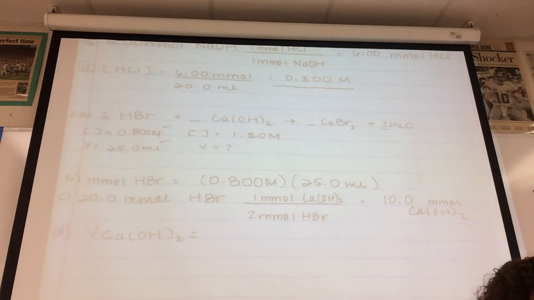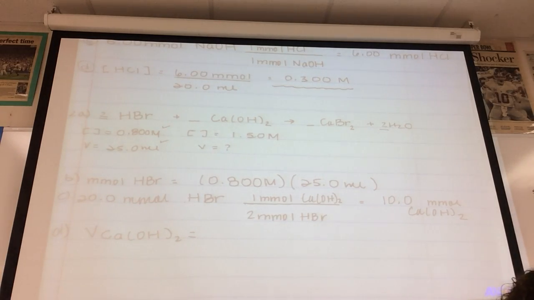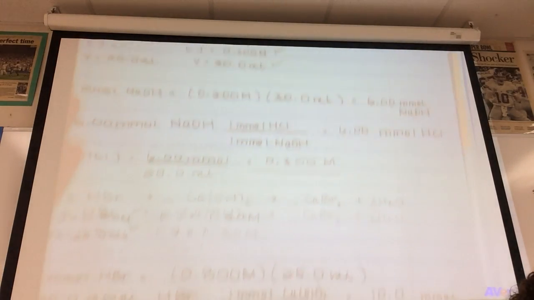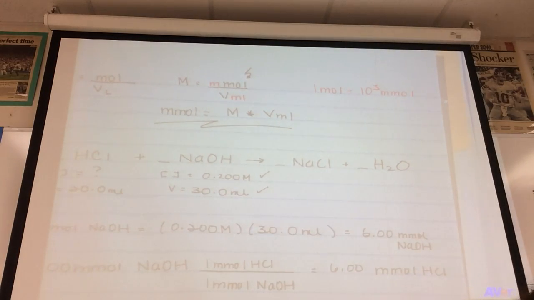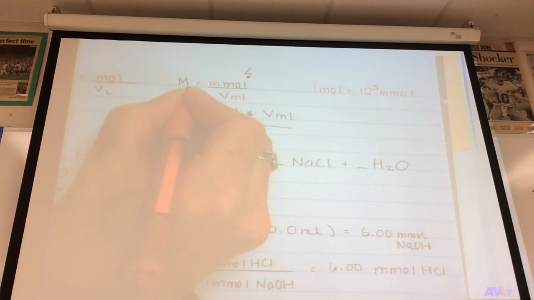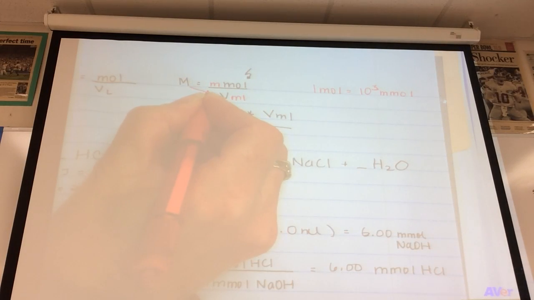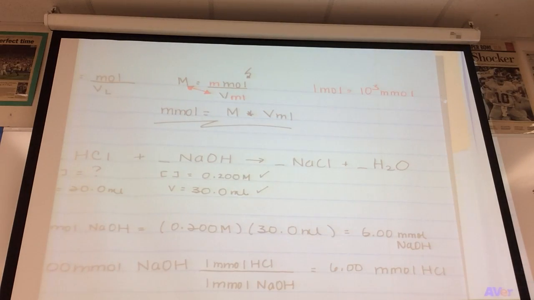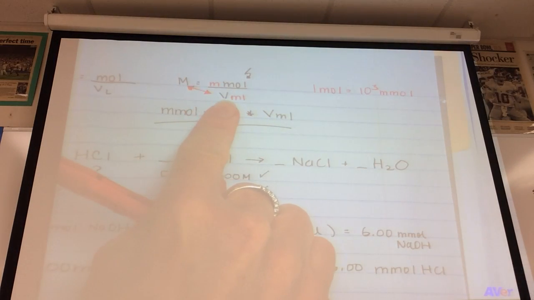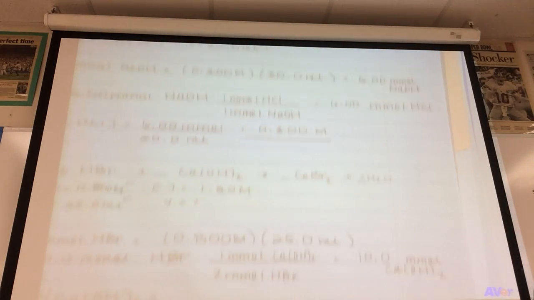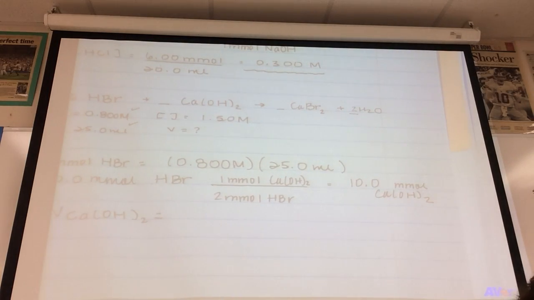Okay, so previously when we were finding concentration, we divided millimoles by the volume. That's what you're more familiar with. But clearly, you could calculate the volume because we've talked about several times this year where you can interchange the denominator on one side of the equation with the numerator on the other side. So if you want to calculate the volume, you can do millimoles over the concentration.